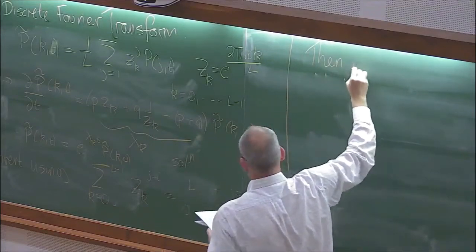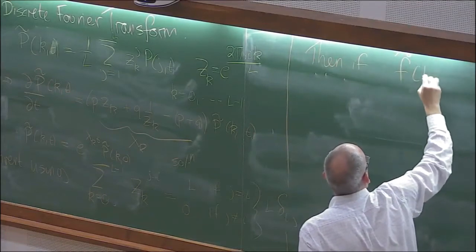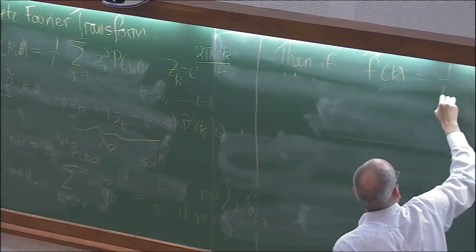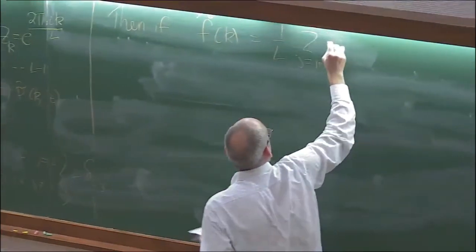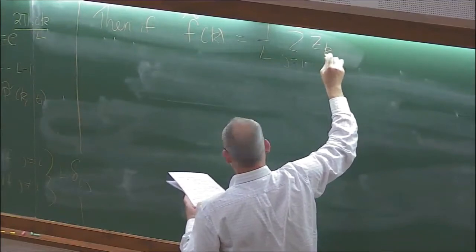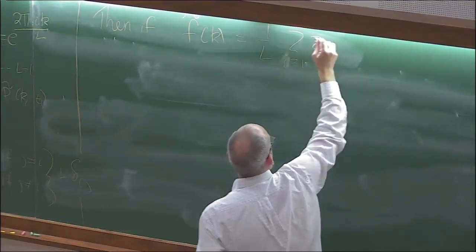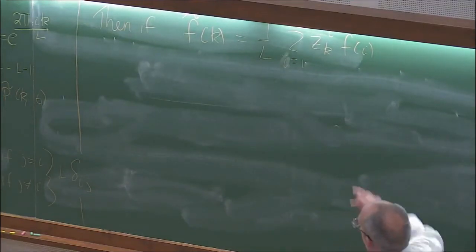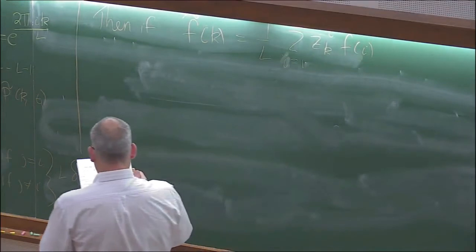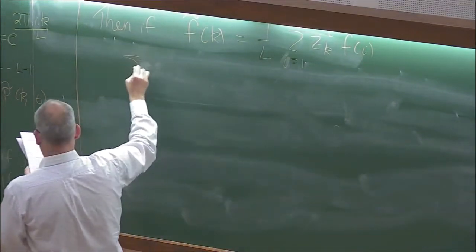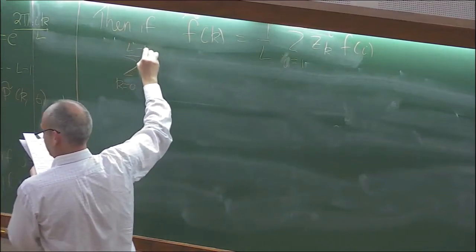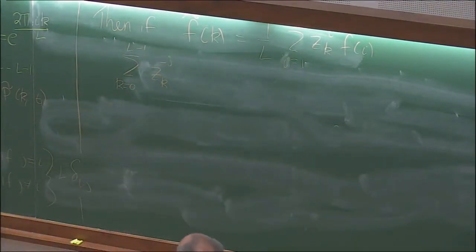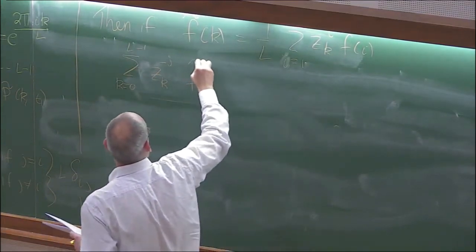So then generally, if I transform something, if I transform some function f of i, this is defined as 1 over L, sum over i equals 1 to L, z_k to the i, f of i. So this is some function that's defined on real space. If I make the transform, then I can invert by noting that the sum from k equals 0 to L minus 1 of z_k, and this time minus j, times f tilde k.